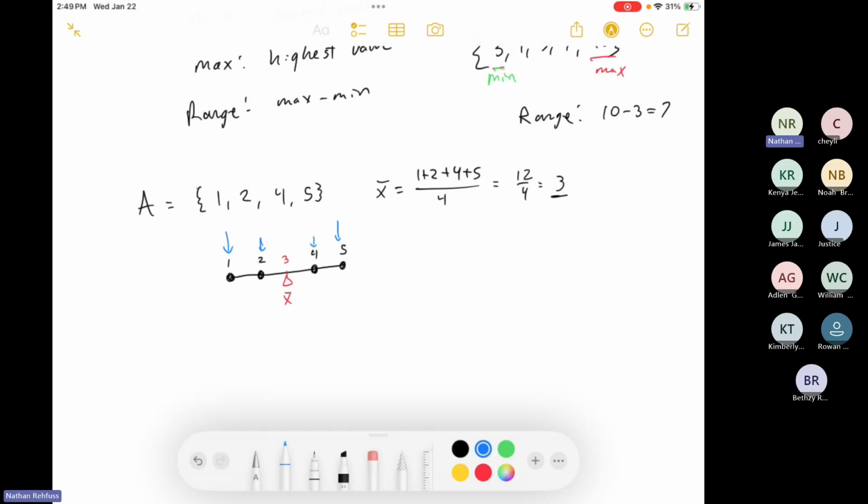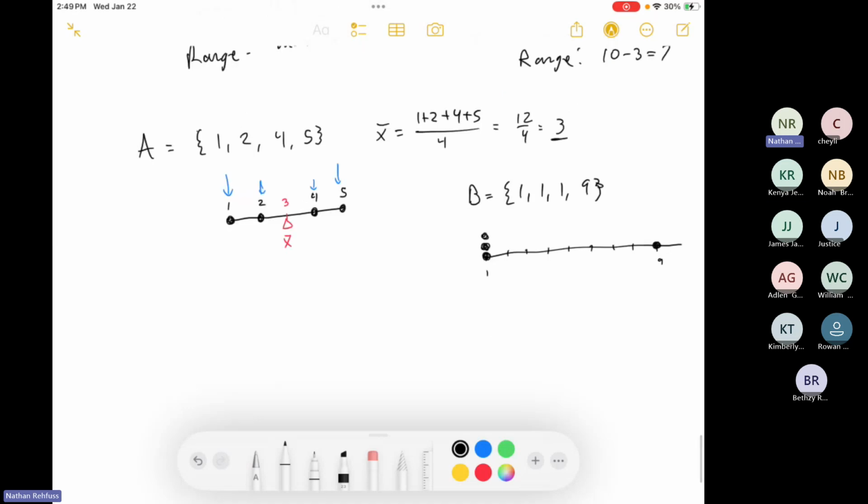And then you can see how the mean is sensitive to outliers. If my data set B is 1, 1, 1, 9, there's my outlier. Then here's my number line, 1, 2, 3, 4, 5, 6, 7, 8, 9. Then we have 3 weights on the 1 and 1 weight on the 9. So where do we think that's going to balance on our fingers? We can do our computation. It turns out that x bar for B is also 3. So once again, if we put the fulcrum here, we can balance it on this point.